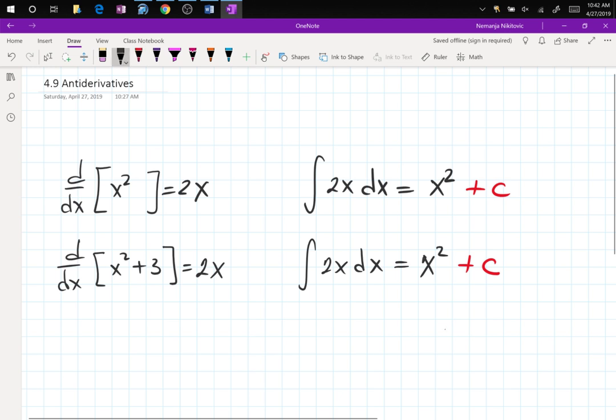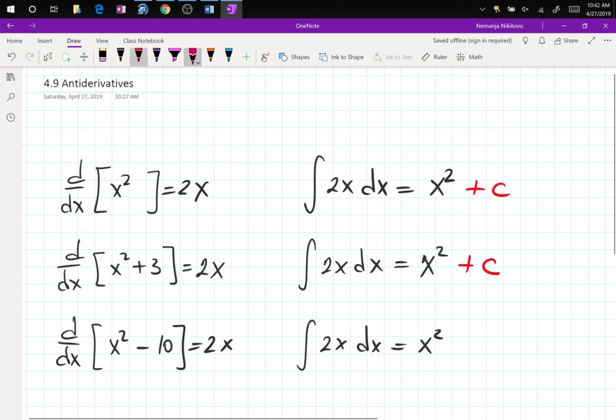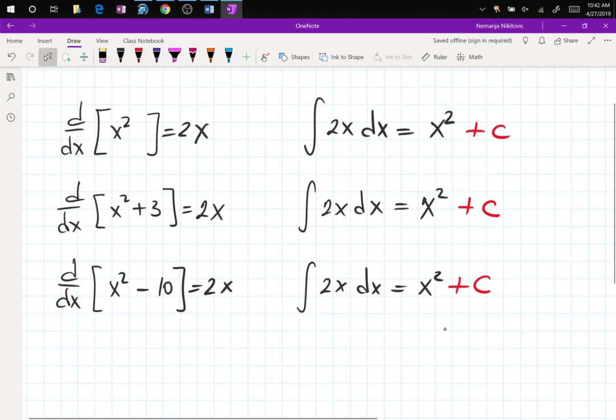I'll give another example of d dx of x squared minus, let's say, 10. It's also 2x, and the integral of 2x dx is going to be x squared. So we really need this plus c, because this plus c is telling us that there could have been some constant that the derivative destroyed, and we don't know what it is. So such is life, right?